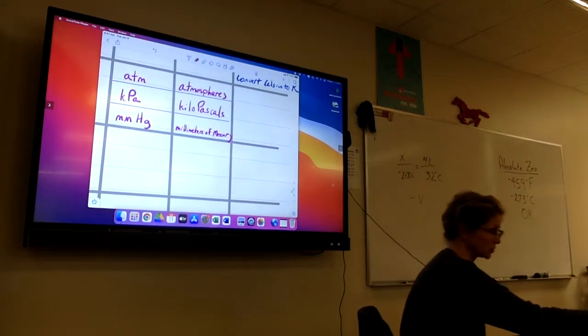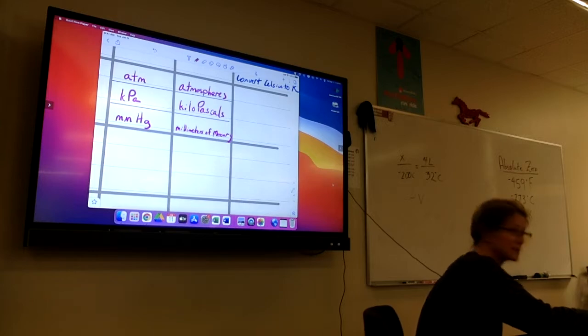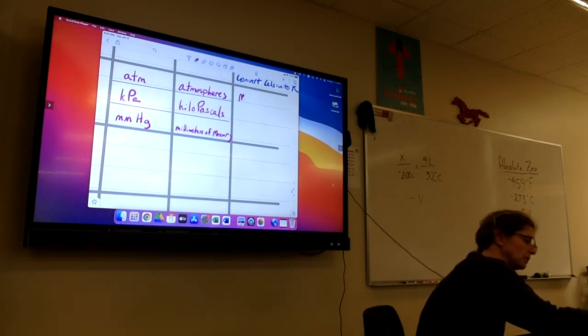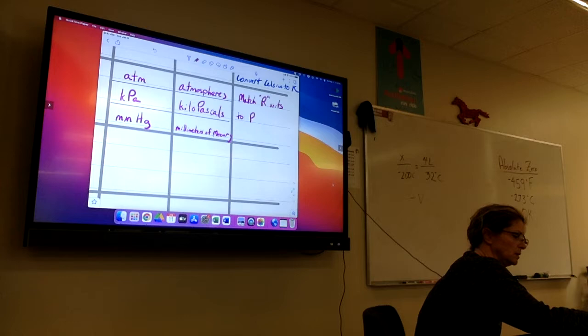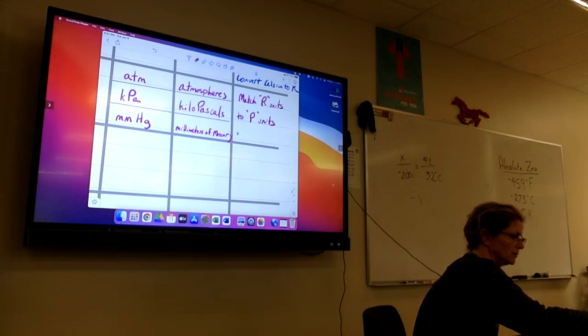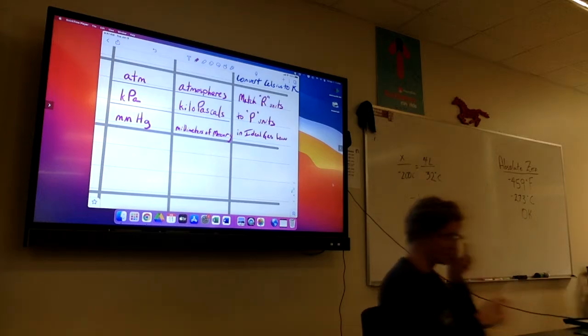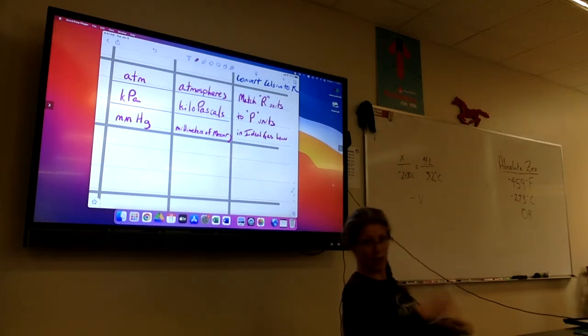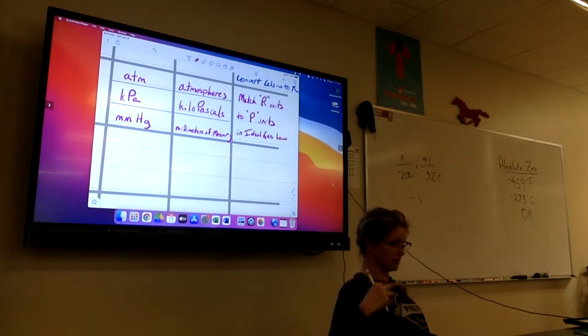Things to know about pressure. Match R units to P units in ideal gas law. This is going to mean absolute zero sense to you, but it will by the end of the day. So you remember earlier when I said where R is and then I left it blank? I haven't told you what R is yet, and I haven't taught you how to use the units for R. I will by the end of this.